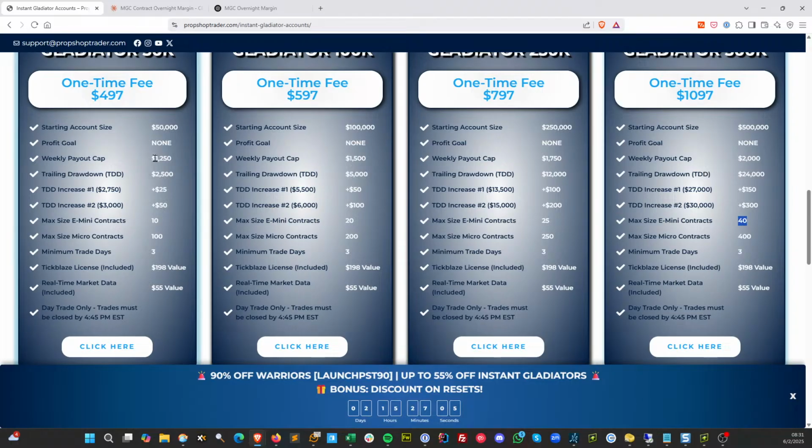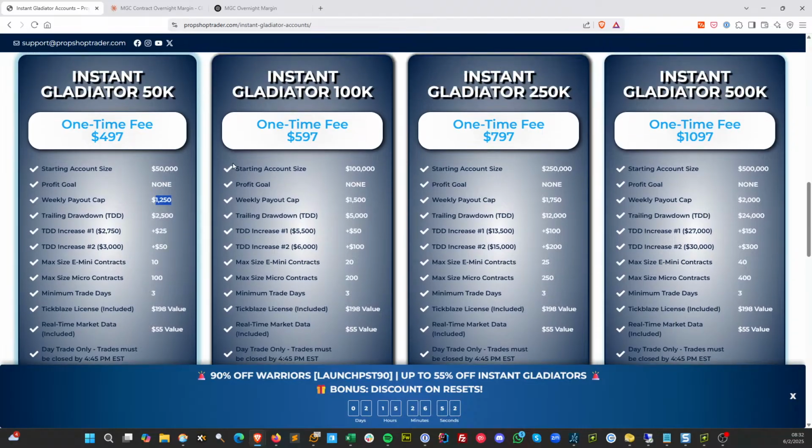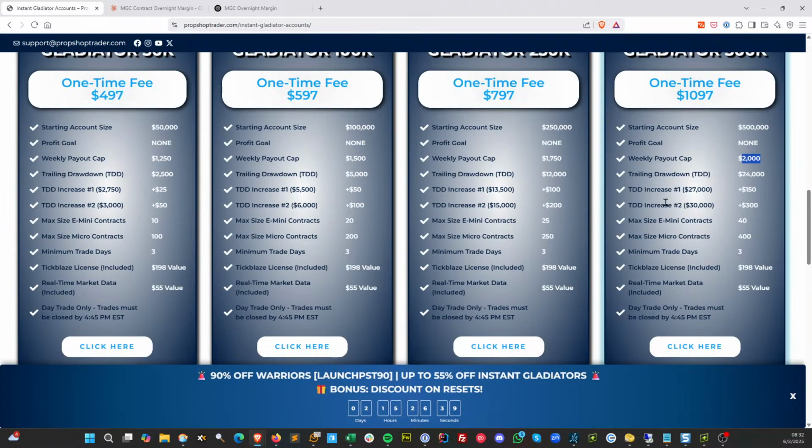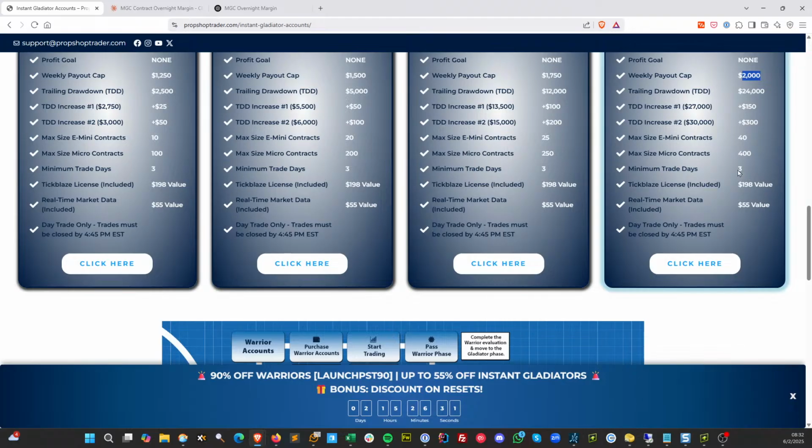And here there's a weekly payout cap. So every week for the first 12 weeks that you get paid, you're limited to $1,250 per account of the 50K. And here it's 2,000. And you can have 20 accounts. It'd be expensive, but the plan for me is to pass this and use that money to buy more accounts. So 2,000 a week, that's $8,000 a month. So it pays for a lot of accounts. And you have to trade 3 trading days.